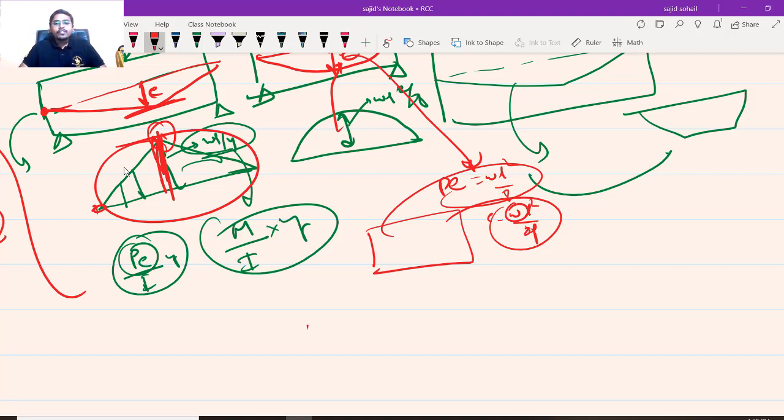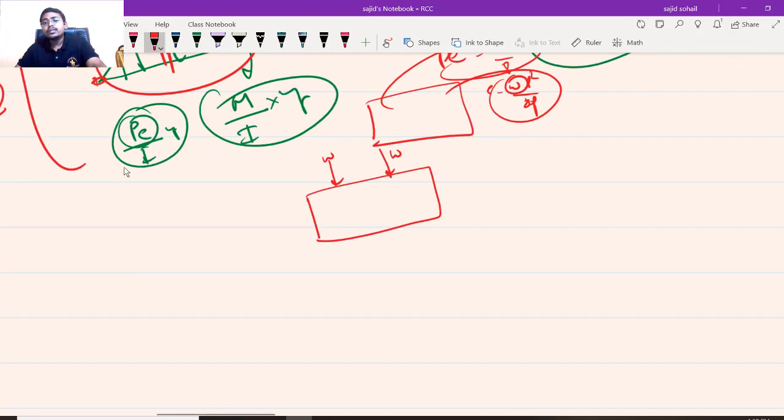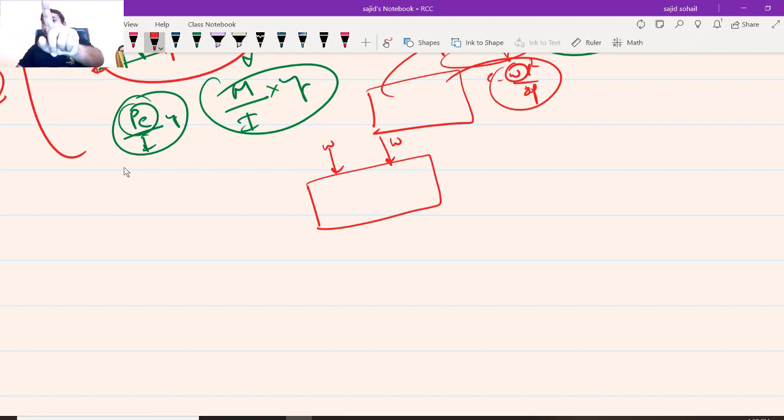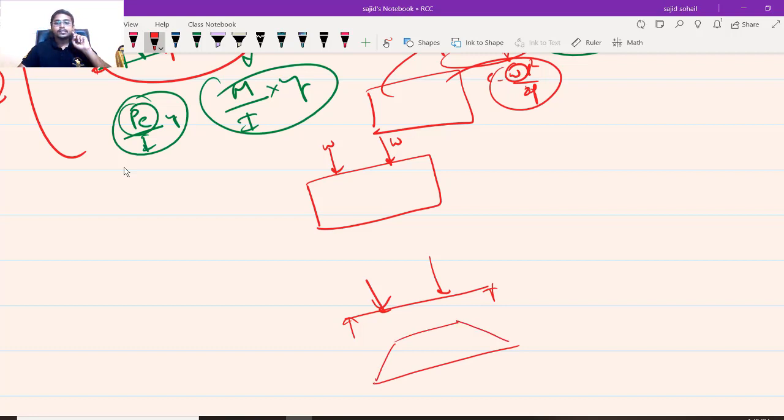For example, let us say the loading is like this. How will you provide the tendon so that you have minimum stress? Apply the concept. I told you the tendon should follow the shape of your bending moment diagram. What is the bending moment diagram for something like this? It is very simple now. It will be like this. Right? Do you remember?